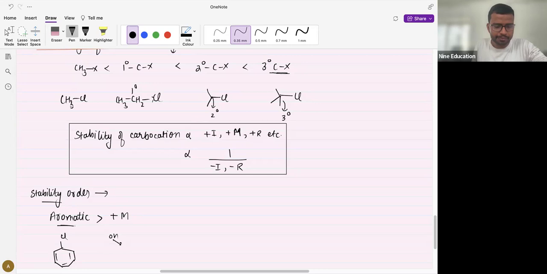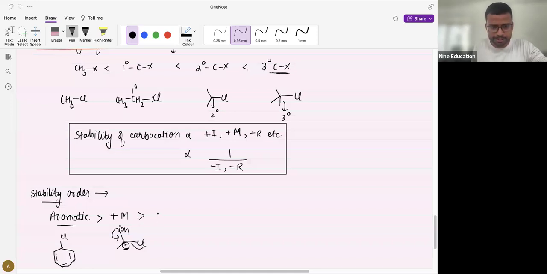Second case, if we have any mesomeric effect, let's say this carbon is there and it is attached with oxygen, and here we have Cl. If I make a carbocation here, this carbocation will be stabilized by the lone pair of oxygen, +M effect, or any lone pair group like NH2, OH, OCH3, any lone pair groups, right? These give +M effect, they will always stabilize the carbocation.